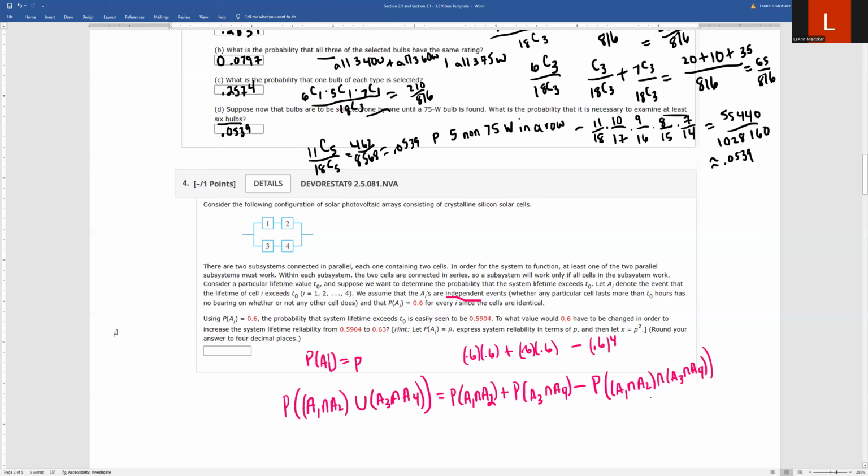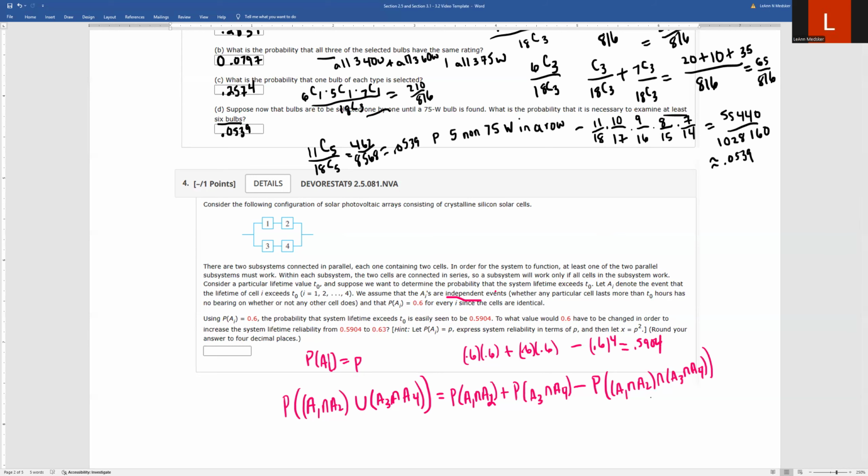So I wanted to show you where they came up with that 0.5904 before we solve the problem, because it may not be easily seen by everybody. So 0.6 times 0.6 is 0.36. We have two of those added together, that's 0.72. But then we subtract the 0.6 to the fourth, and that's where you get the 0.5904. So this is where they came up with that magical number. It's from the formula, okay?